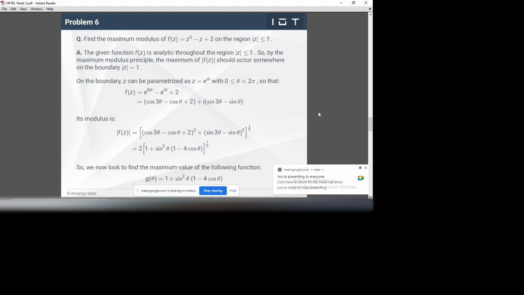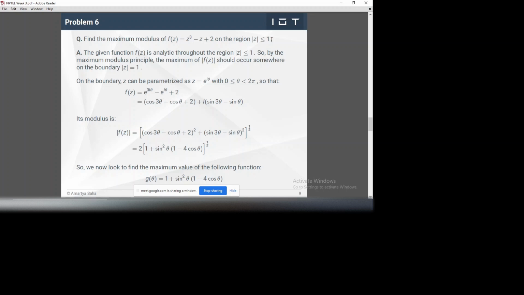These two problems are much more involved in comparison to the ones that we have just described. We have to find the maximum modulus of this function z cubed minus z plus 2 on the region mod z less than or equal to 1. So the region given here is the interior of the circle mod z equal to 1 and its boundary.